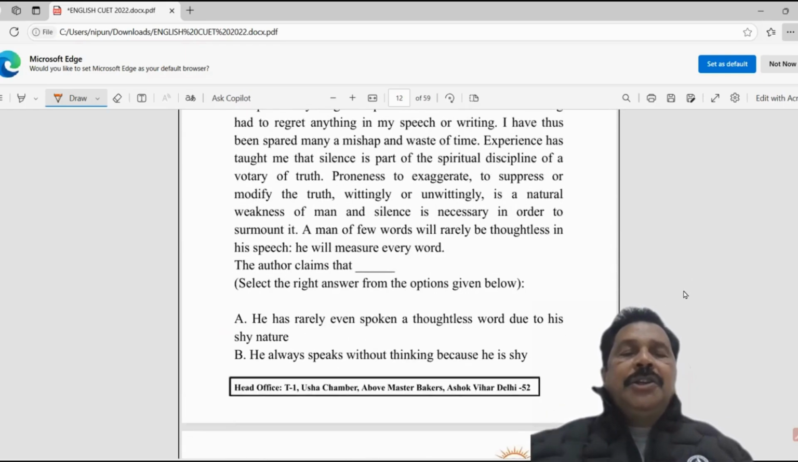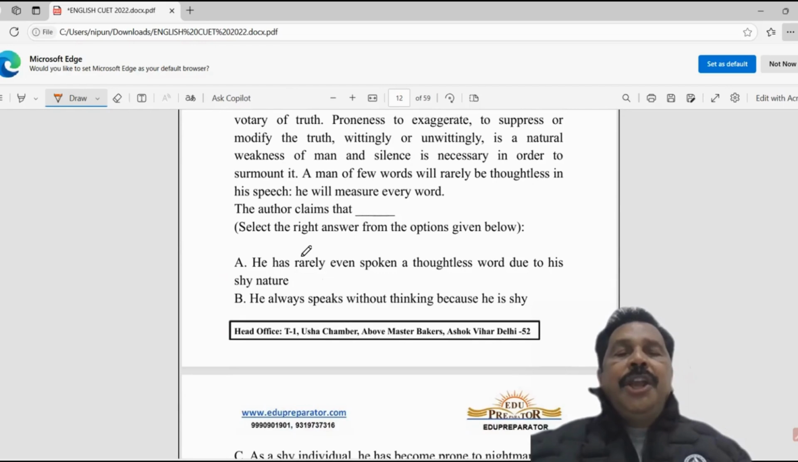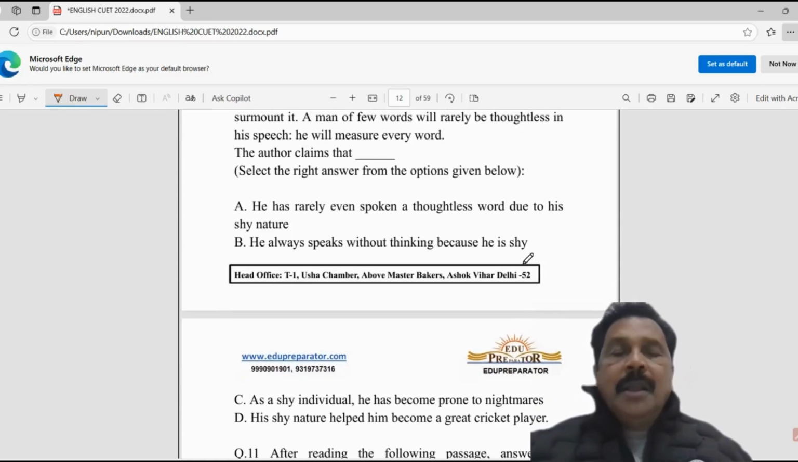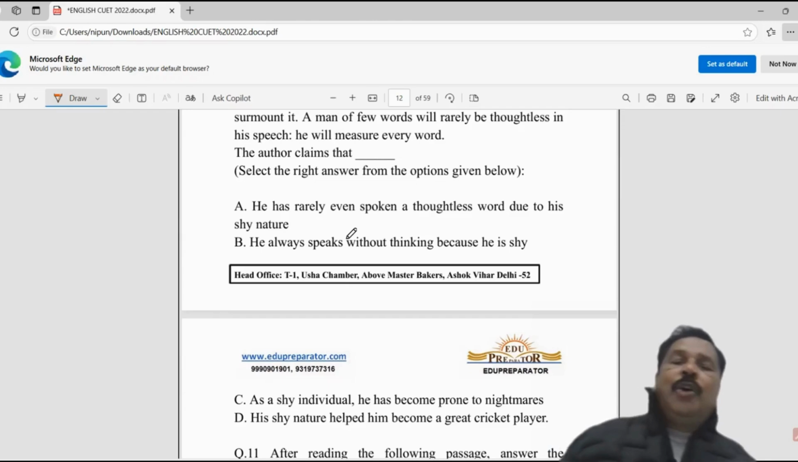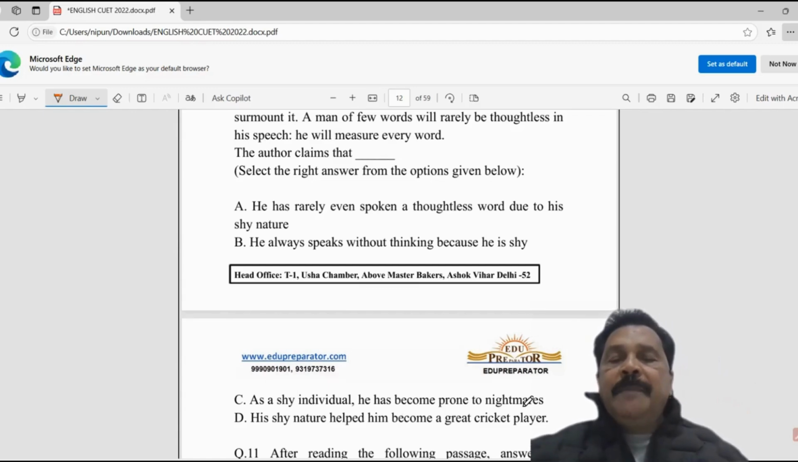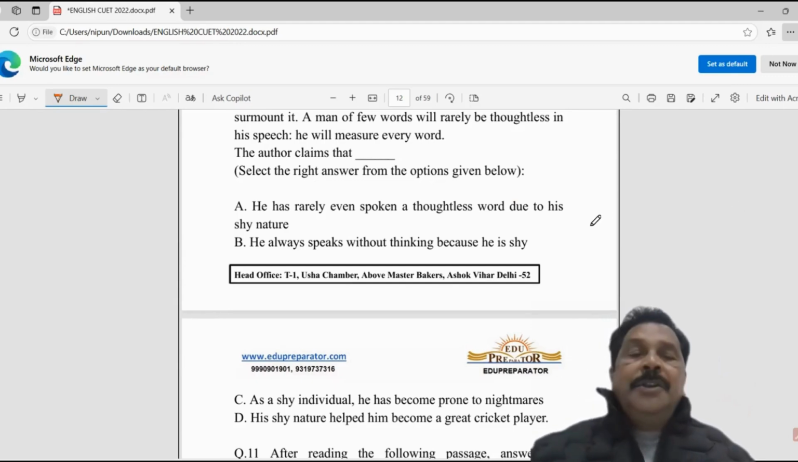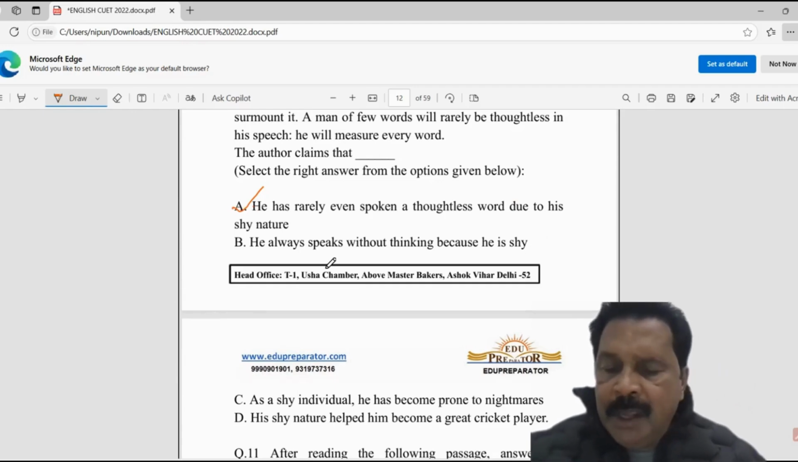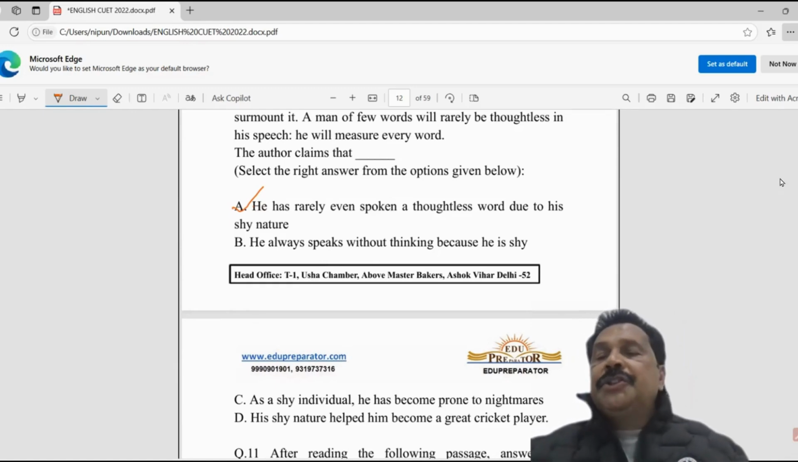That will take you to the next part of the same passage. The author claims dash. Select the right answer from the options given below. Number 1, he has rarely even spoken a thoughtless word due to his shy nature. He always speaks without thinking because he is shy. As a shy individual, he has become prone to nightmares. Nightmares means getting frightened. His shy nature helped him become a great cricket player. And my dear children, the answer is the first one. He has rarely even spoken a thoughtless word due to his shy nature. That means he was very particular about what he speaks.